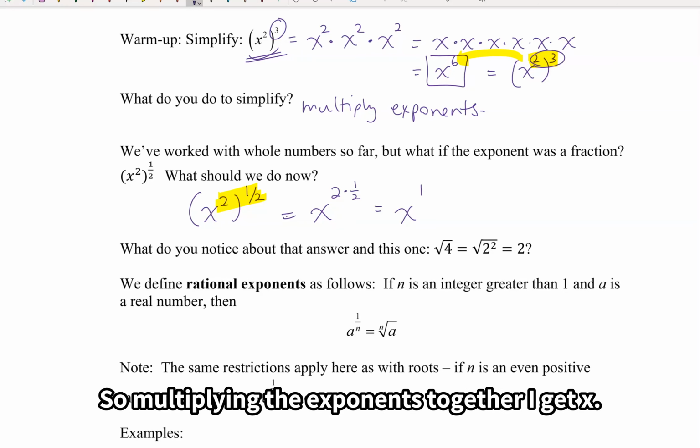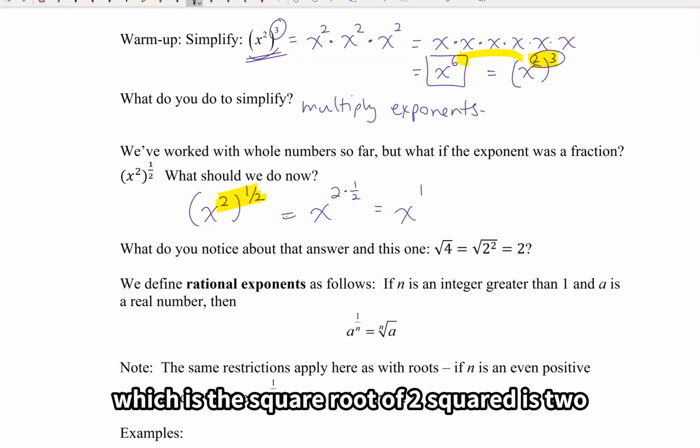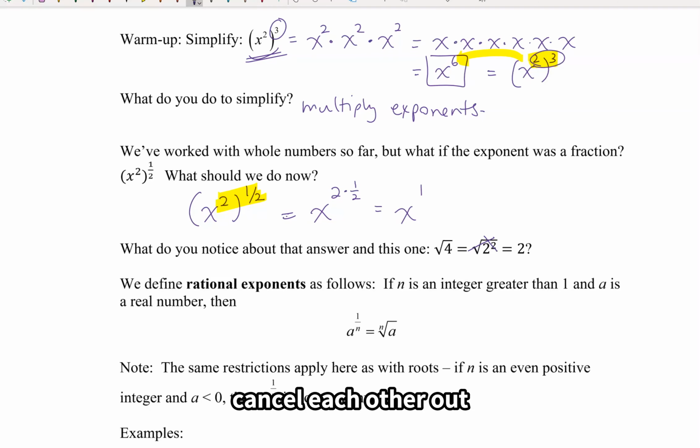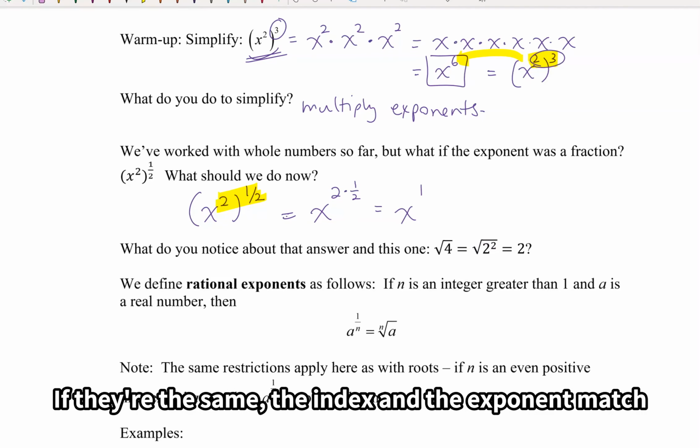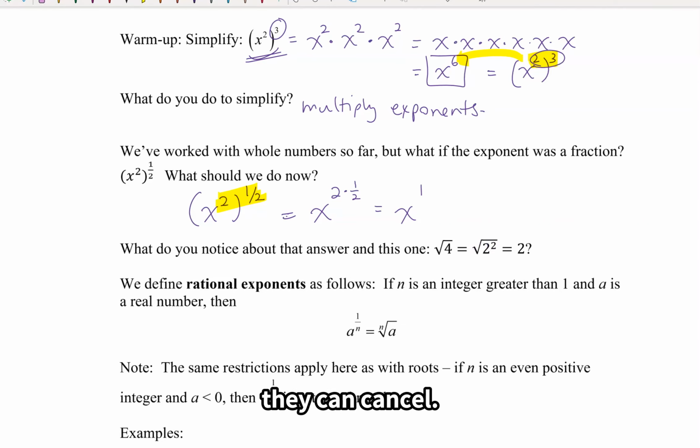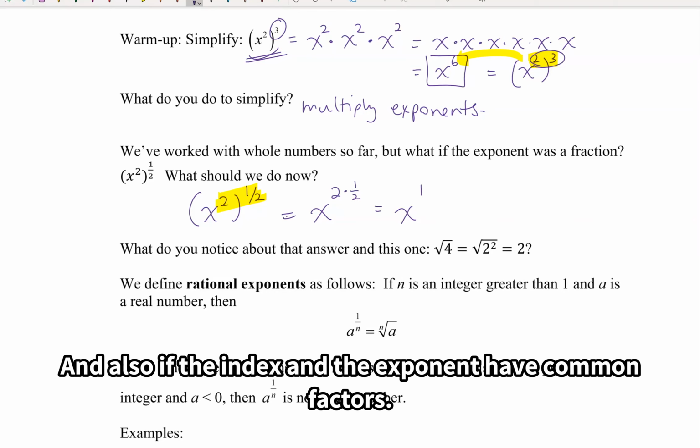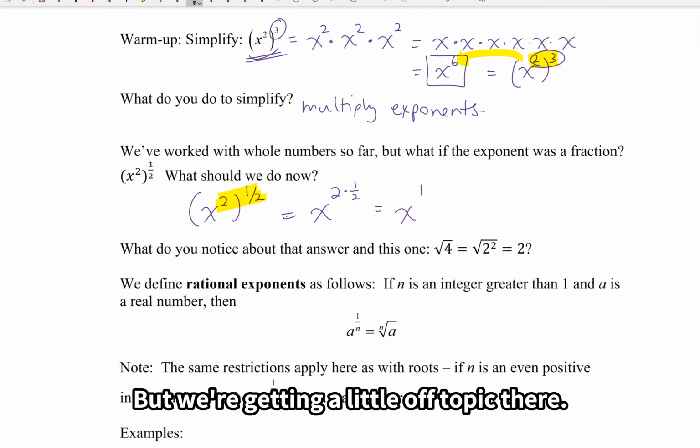Okay. What do I notice about that answer and this one? The square root of 2 squared is 2. We already talked in our last class that the radical and the exponent cancel each other out if they're the same. If the index and the exponent match, they can cancel. And also if the index and the exponent have common factors, they can also cancel. But we're getting a little off topic there.